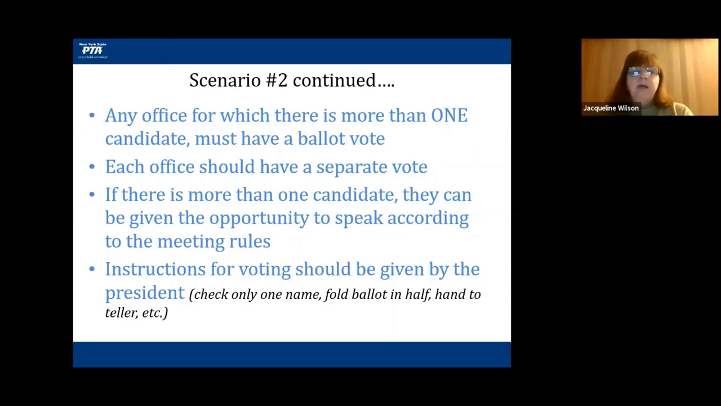It's much nicer, and I think a better way to congratulate people who are willing to step up to be your leaders. If there is more than one candidate, they can be given the opportunity to speak according to the meeting rules, as we've said before.